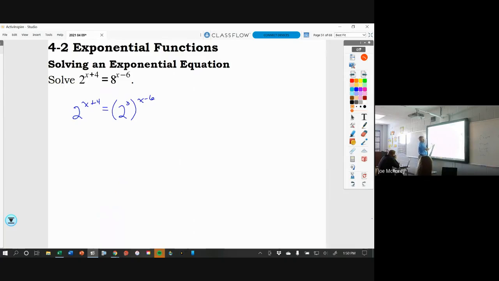So my left exponent is x plus 4. And my right exponent is what? 3x minus 18. You have to multiply by both, because that exponent must be multiplied together. 3 has to be multiplied by x minus 6.